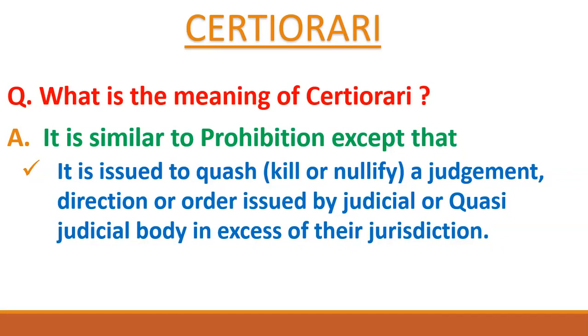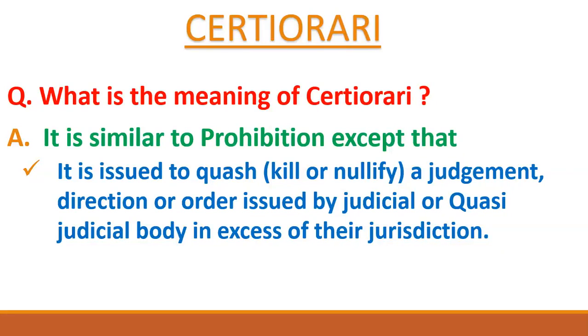So in that case, what will the Supreme Court do? The Supreme Court will quash the judgment of that subordinate court. It will declare that this subordinate court does not have the power to interpret the constitution, so this case was outside its jurisdiction, and the judgment is declared null and void. Means the Supreme Court will kill the judgment of the subordinate court.